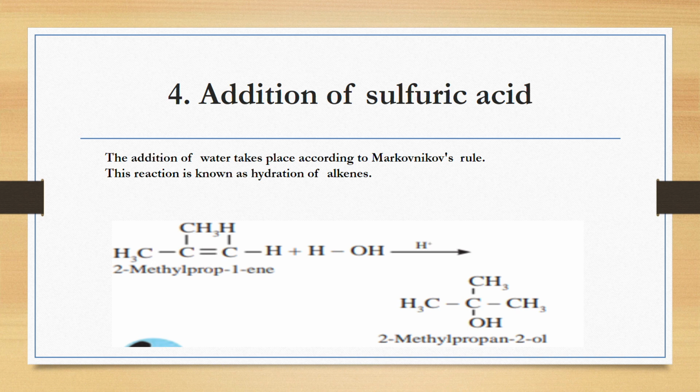So 2-methyl-prop-1-ene we have taken, we are adding water, we are carrying out hydration of alkene. Negative part in water is OH group, that will go to the carbon having lesser number of hydrogen. So OH group gets attached to this carbon and hydrogen will get attached to the first carbon. Thus 2-methyl-propan-2-ol will be the major product for this reaction.